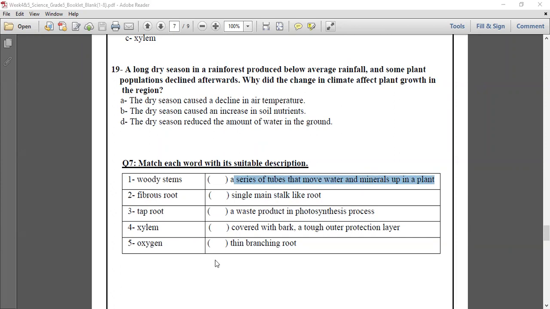Okay. Muhammad Abdul Hafiz, oxygen. Yes, teacher. Oxygen. Which one, Muhammad? A waste product. A series of tubes that move water and minerals up in the plant? No. Single main stalk like root? No. A waste product in the photosynthesis process. This is your final answer? Yes. Okay, excellent. Oxygen is a waste product in the photosynthesis process. Thank you. Thank you guys, I'm so proud of you.